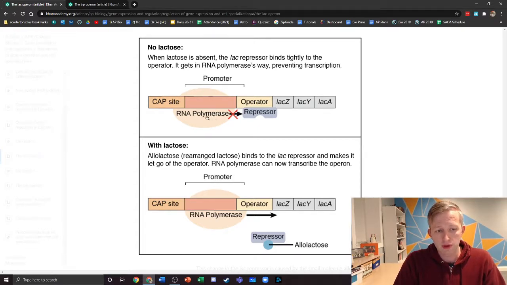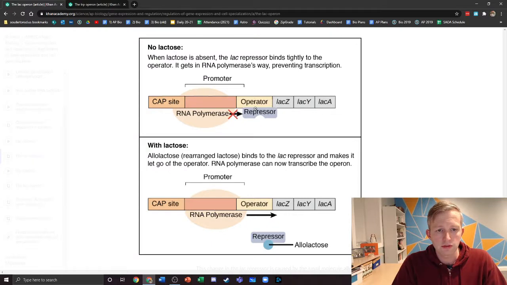So the RNA polymerase is able to attach at the promoter, which is then going to begin the process of transcription, where we're going to have that unwinding with the help of some helicases and the transcription of the genes. However, the repressor, if it's physically blocking the RNA polymerase, prevents that from happening.